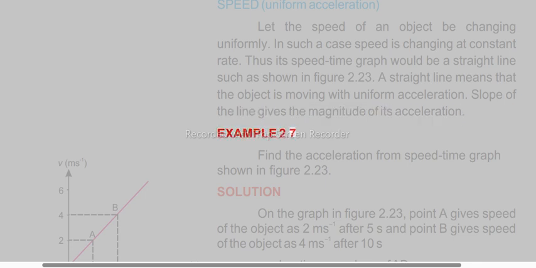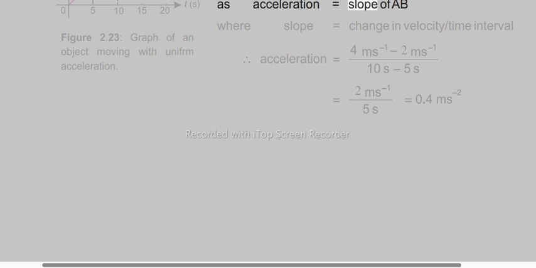Example 2.7. Find the acceleration from the speed-time graph shown in Figure 2.23. Solution. On the graph in Figure 2.23, point A gives the speed of the object as 2 m/s after 5 seconds and point B gives the speed of the object as 4 m/s after 10 seconds. Acceleration equals the slope of AB, where slope equals change in velocity over time interval. Acceleration.